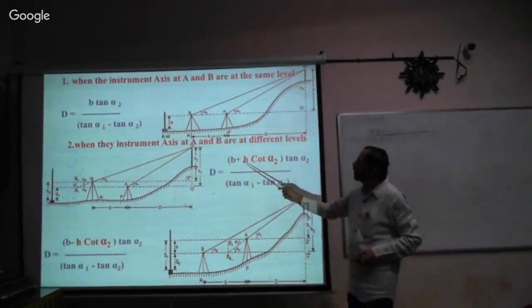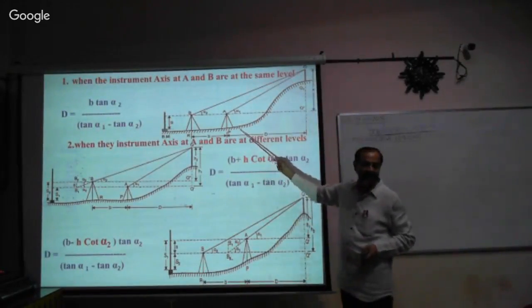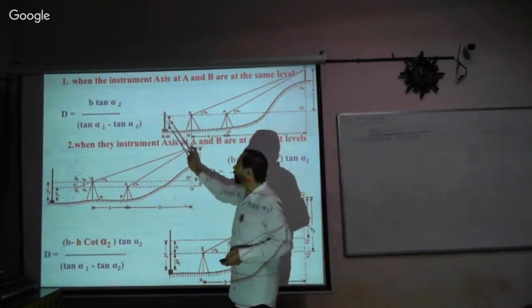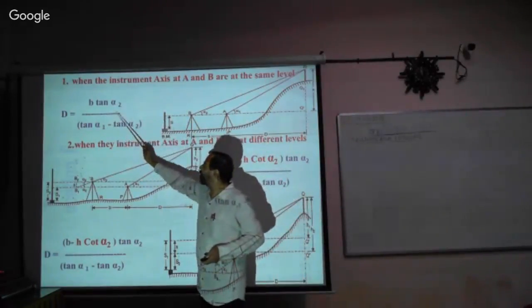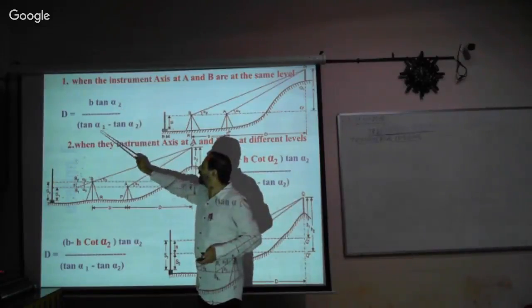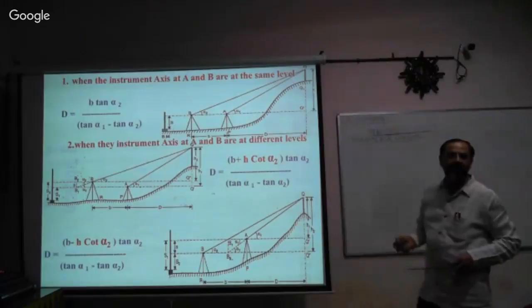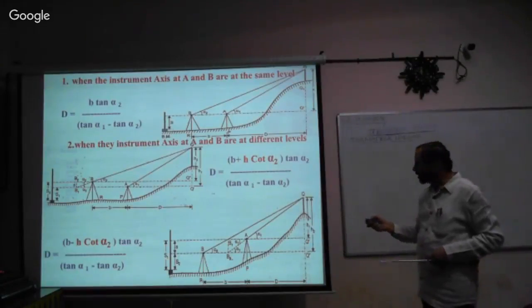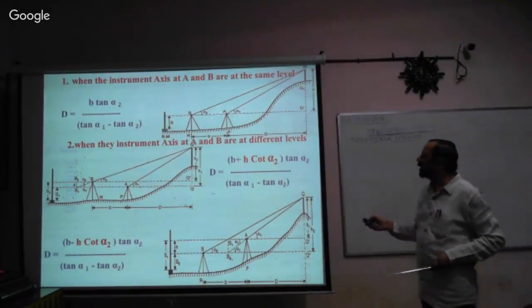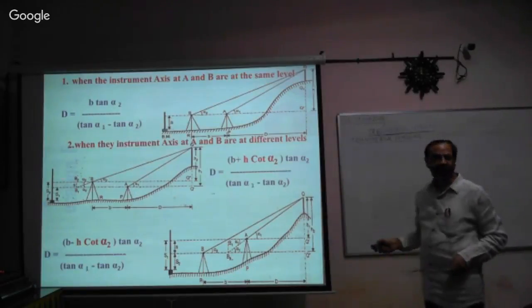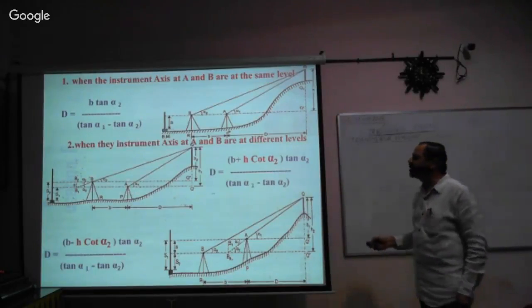See here, all the combinations of the three. When instrument axes are the same, this becomes D is equal to B tan alpha 2 divided by tan alpha 1 minus tan alpha 2. This situation is a little difficult to achieve, so therefore this becomes the case where the instrument axes are at different levels.